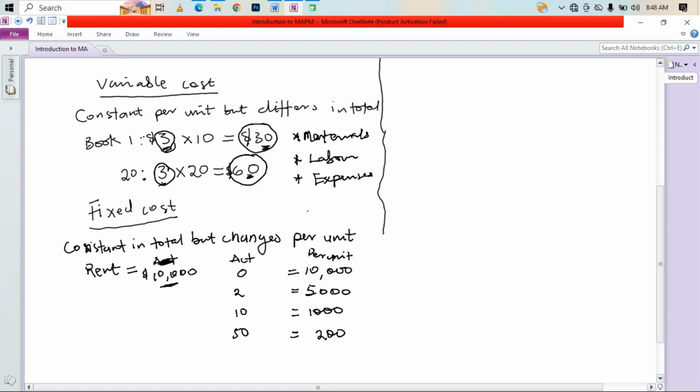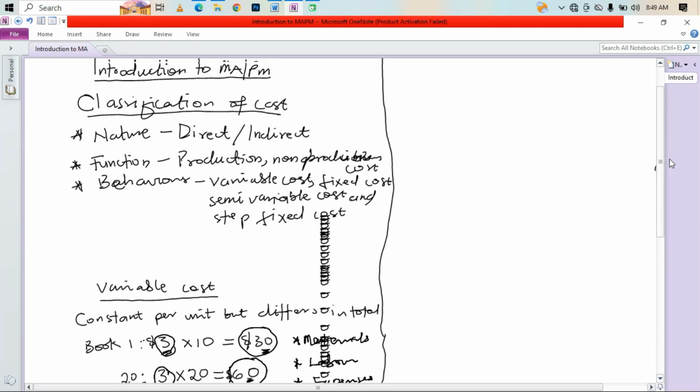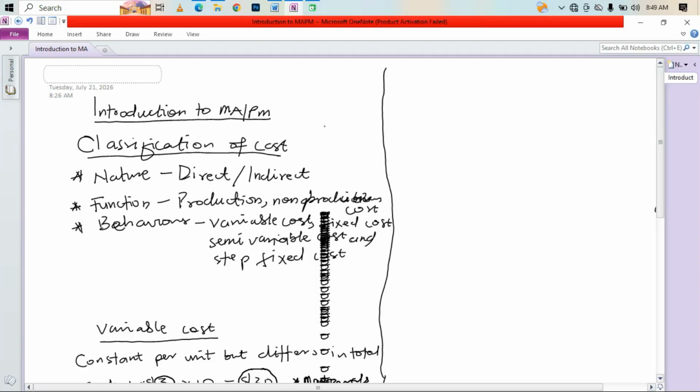You can also have a variable overhead, and this variable overhead is based on the level of activity. So even though it's an overhead, when your level of activity increases, this variable cost will increase, and if the level of activity decreases, the variable overhead will also decrease. So that's basically the variable cost and the fixed cost.